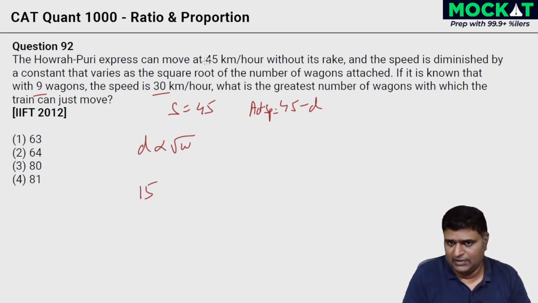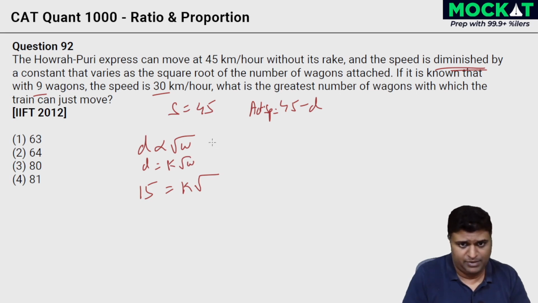The reduction over here. Be clear with this. The usual speed is 45 kilometers per hour without a rake, without any wagons being attached. The speed is diminishing. The D refers to how much I have to subtract from 45. If the actual speed is 30, then it has reduced by 15. So that 15 is equal to K into root of the number of wagons. This could have been written as D equals K root W.